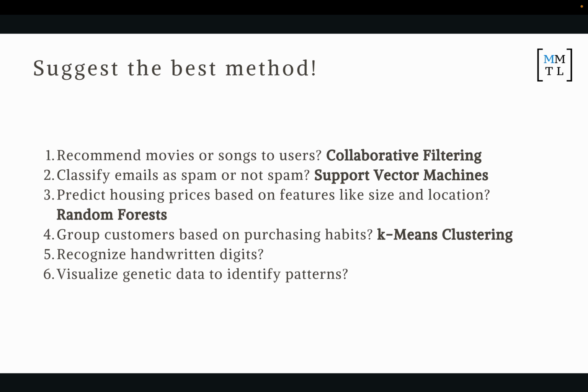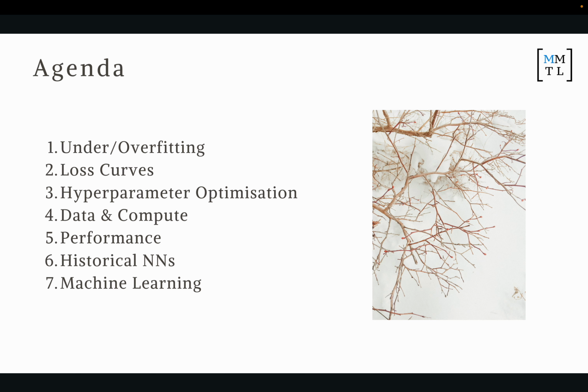Recognize handwritten digits. Yeah, you can use deep learning. I mean, like this one, you can also use K nearest neighbors. This is just the basic ML stuff, right? And then visualize genetic data to identify patterns. t-SNE, perfect. Okay, and that's it.